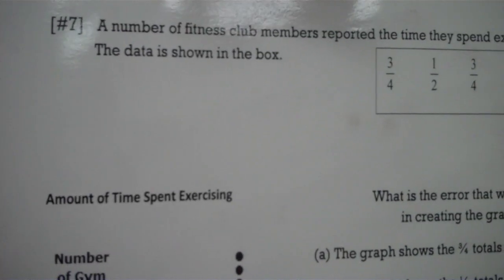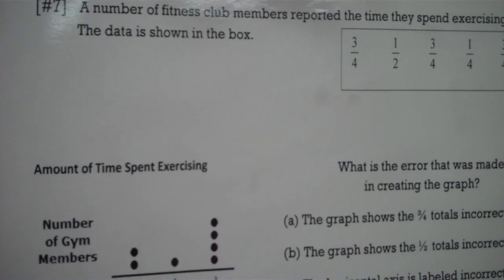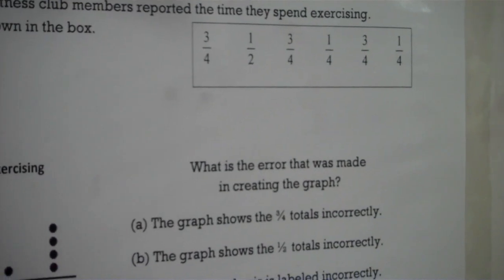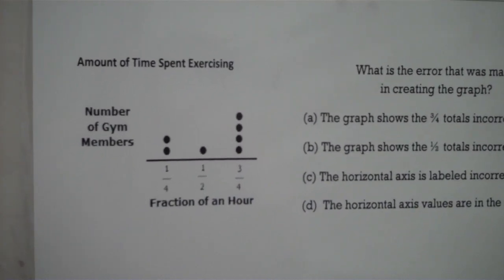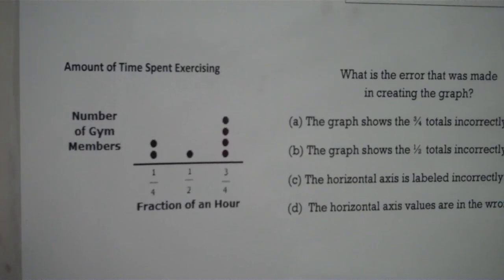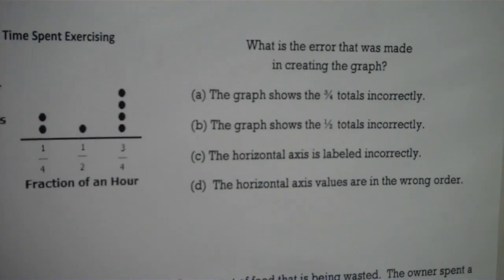Okay guys, so right now you are looking at question number 7. Number 7 talks about the number of fitness club members who reported the time they spend exercising. The data is shown in the box. So we know they have already created the line plot for us, and we now have to analyze this data in order to determine which one of these answer choices is incorrect.